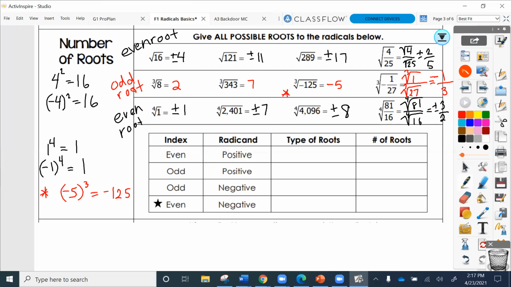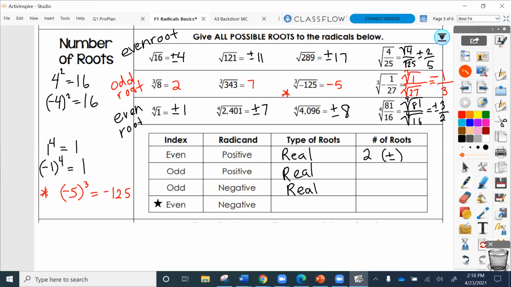Okay, now let's summarize some other characteristics here. If you have an even index and a positive radicand, remember that's the number under the radical sign, so even and positive, you're going to have what we call real roots. So they'll be real numbers. And that happens for all of these other situations as well. All right, so for even, you can have 2 possible roots, and that's because you have to have the plus and minus for even roots.